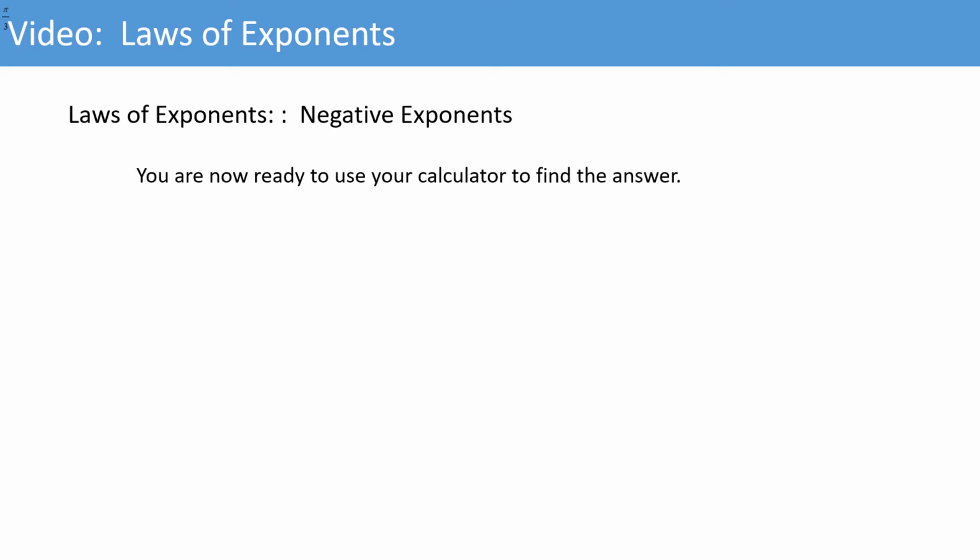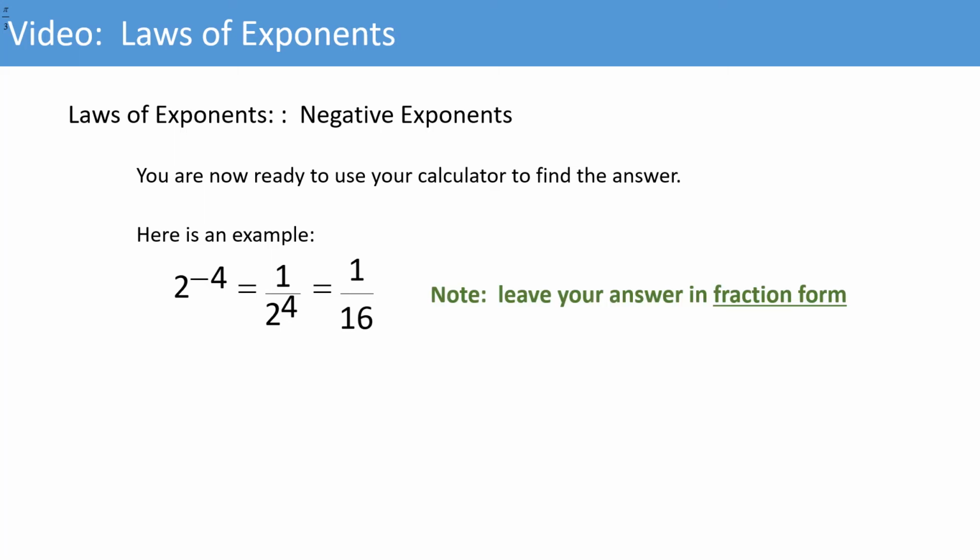Now you are ready to use your calculator to find the answer. For our example, 2 to the exponent -4 is 1 divided by 2 to the 4, which is 1 divided by 16, and we will leave our answer in fraction form.